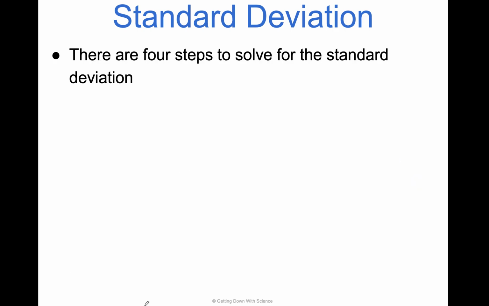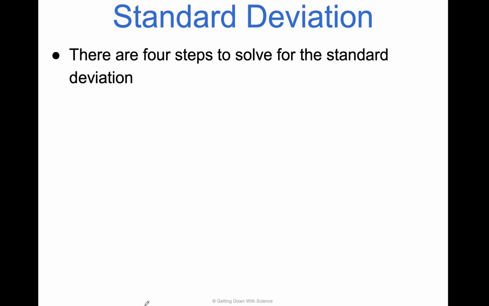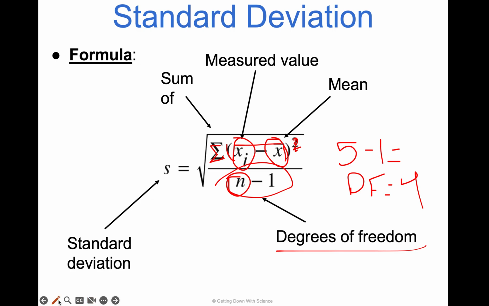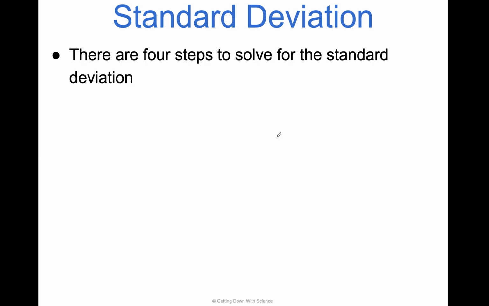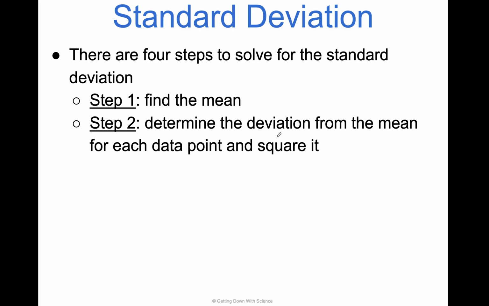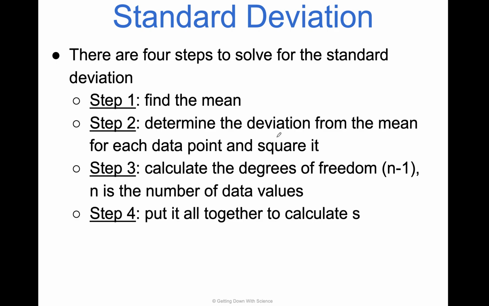All right, there are 4 steps to solve for standard deviation. Step 1, find the mean. So find the average of all the data. Step 2, determine the deviation from the mean for each data point and square it. That's this thing right here. Right? The measured value of the data point and the mean. And you're going to do this for each data point as well. Step 3, calculate the degrees of freedom, and step 4, put it all together.